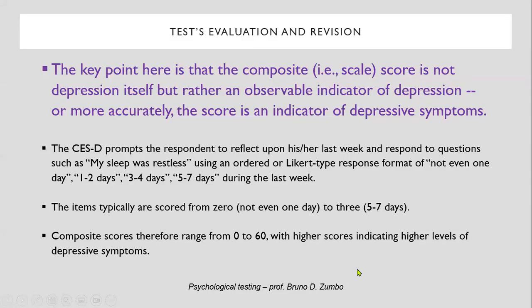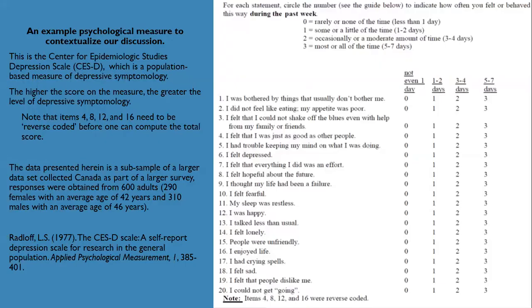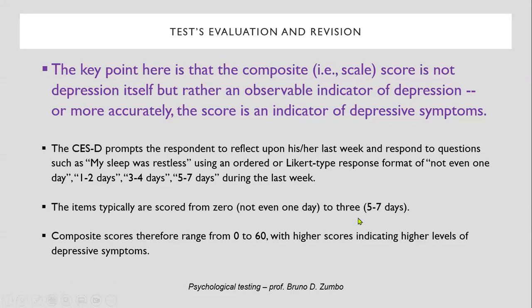So the key point here is that the composite, that is the scale score, is not depression itself or even depressive symptomatology, but rather is an observable indicator of the level of depression. Or actually, the score is an indicator of depressive symptoms. If you go back here, you'll see that these are very different kinds of depressive symptoms, right? My sleep, felt fearful, thought my life has been a failure, etc. Those are the depressive symptoms, the symptomatology. So the score is actually not depression. Depression is really the phenomena, the attributes. People might refer to a construct.